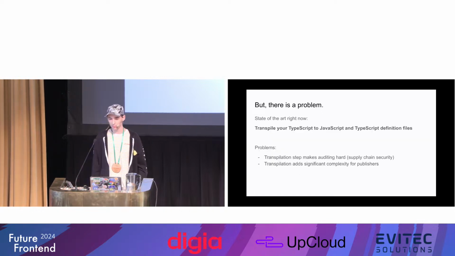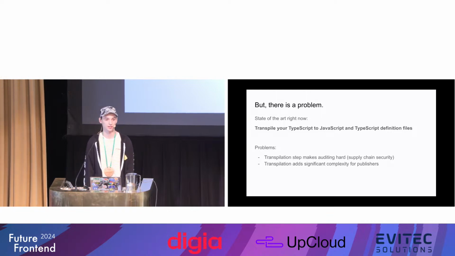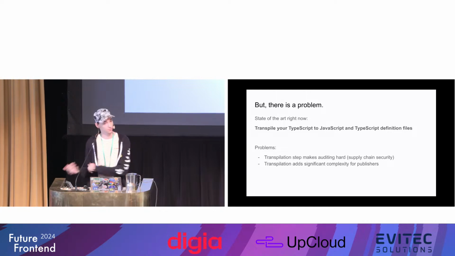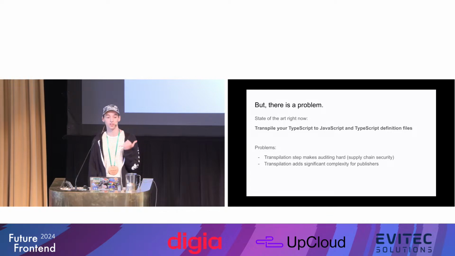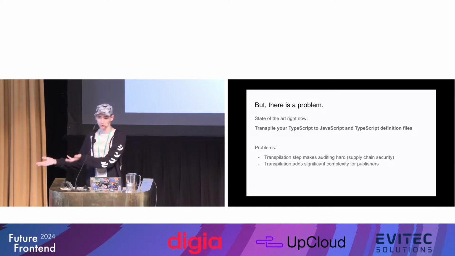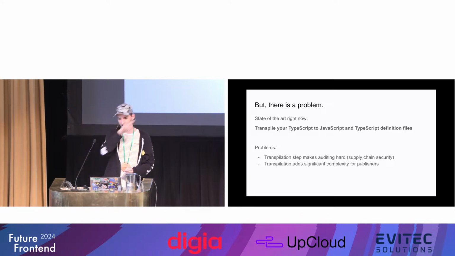But there's a problem with this, namely that everybody has to transpile TypeScript right now, because that's what you do on NPM, right? You can't publish TypeScript directly. You publish JavaScript files and d.ts files, which means when you're publishing, you first have to transpile all your TypeScript. This adds a couple of problems. It makes it very hard to audit your code because there's this opaque step somewhere that takes all of your source code and then mangles it in some way and outputs some new code, which breaks the supply chain security, the trust chain that you want.